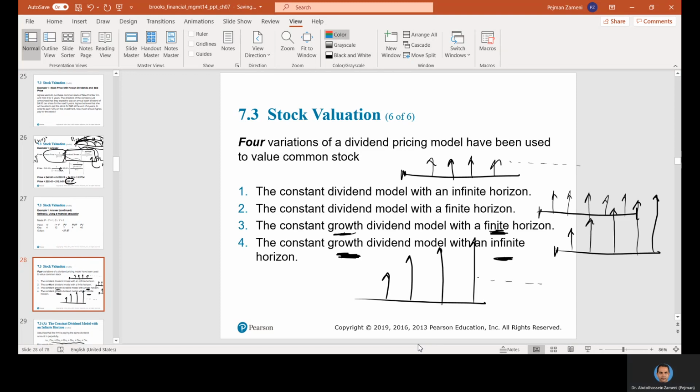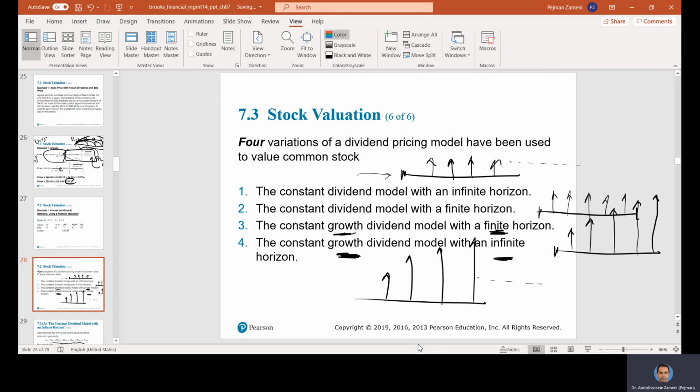Okay, stock valuation. It's going to talk a bit about this at a deeper level, in more detail. 4 variations of a dividend pricing model have been used to value common stock. Let's see one by one. The constant dividend model with an infinite horizon, which looks like this part.